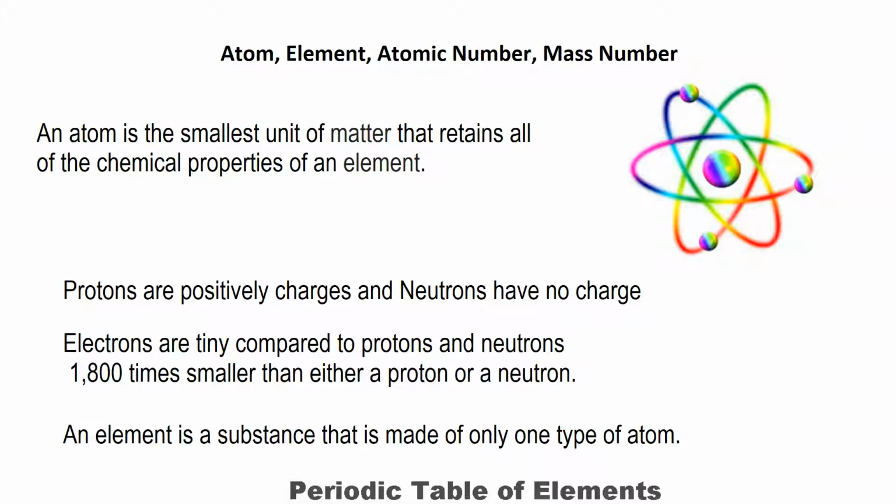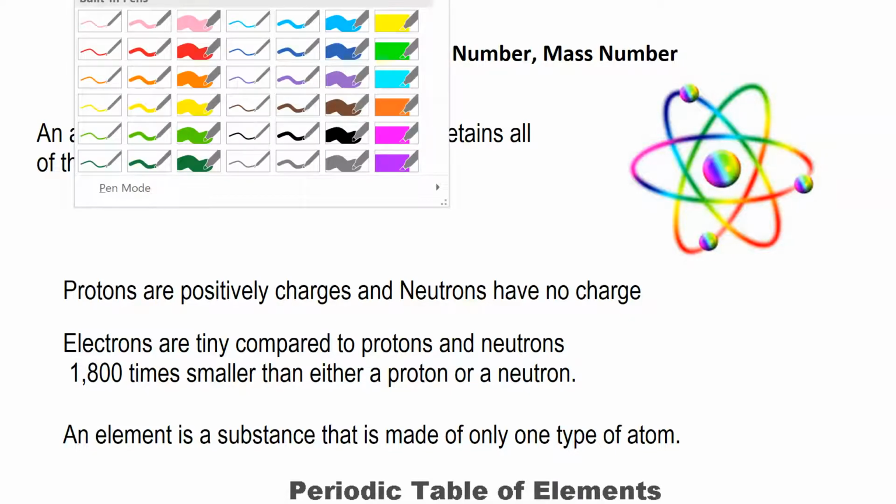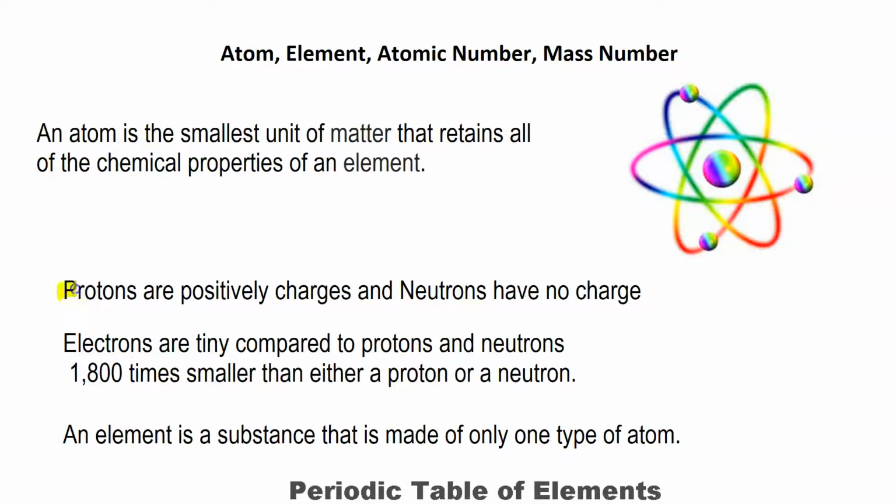So subatomic particles of an atom are protons, neutrons and electrons. Okay, so protons are positively charged particles and neutrons have no charge.